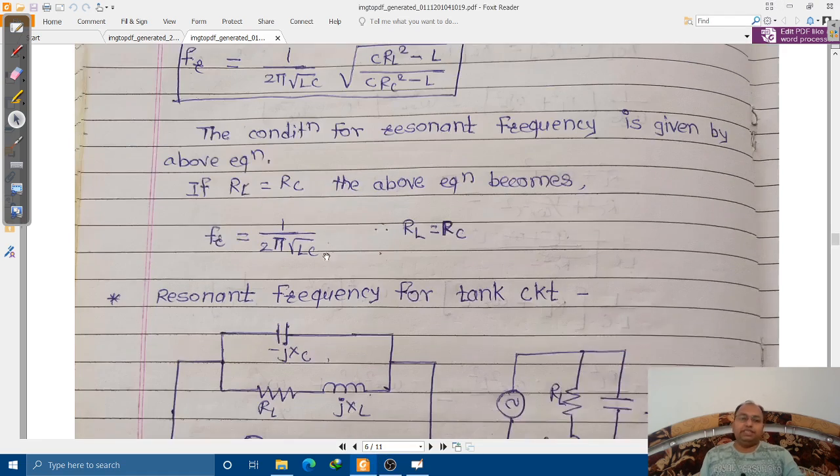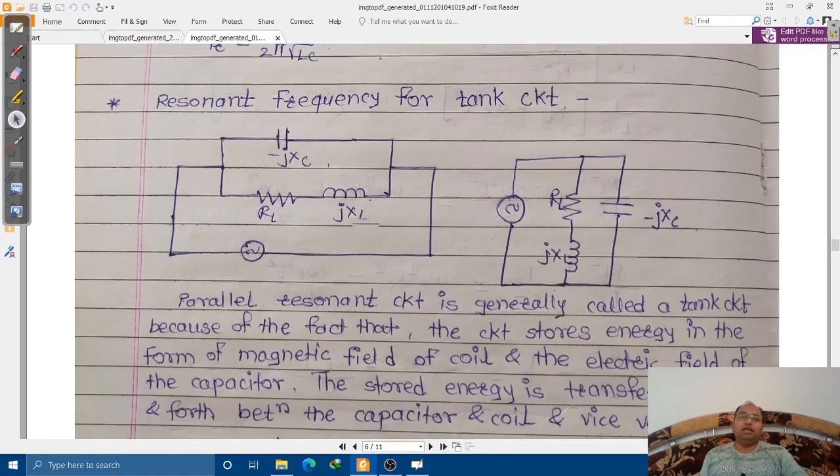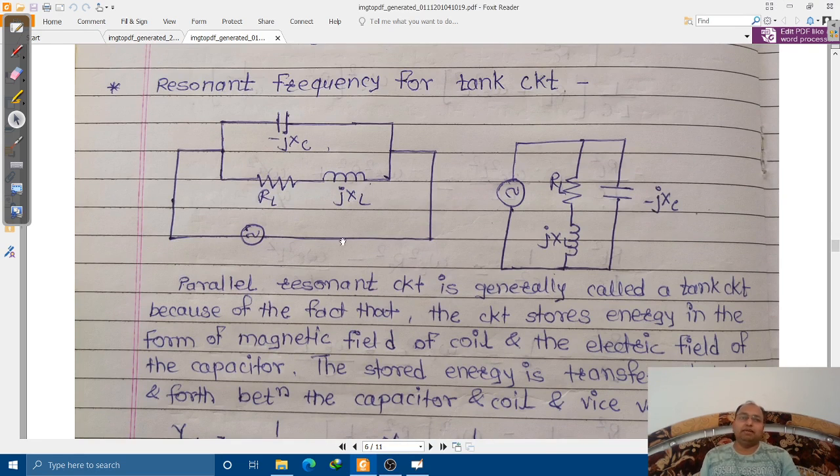Okay, now let us check another type of circuit, that is the tank resonant circuit. This type of circuit is also called a resonance circuit, in which again the inductor and capacitor are connected in parallel, but there is only a single change: there is no resistor connected in series with the capacitor. So the approach of deriving the equation will be the same as that of the parallel resonance circuit.